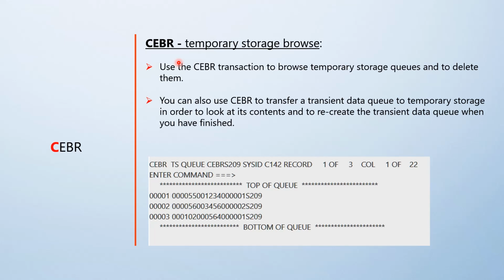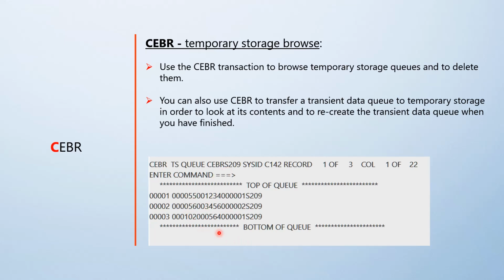Okay, so this is how a CEBR transaction looks. You just type in CEBR followed by the TSQ name you wish to browse. It browses that TSQ and shows the details. Okay, or you can just type in CEBR, hit enter, and you can populate this TSQ field with the TSQ of your choice, and you get the records here.